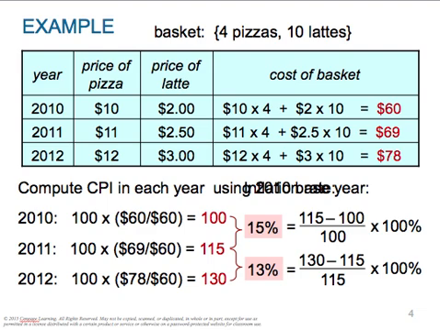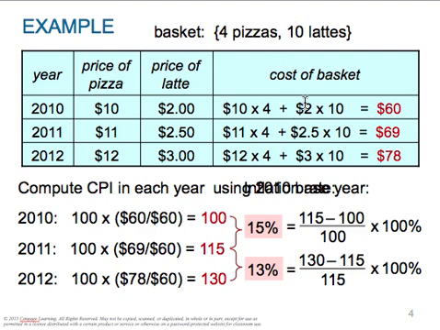Now, let's do an example to help make this a little more apparent, hopefully. We have 3 years, 2010, 2011, 2012. We have two items, pizza and lattes. Okay, we have different prices for those years. Pizza is $10 in 2010, and it went up to $11 in 2011, $12 in 2012. The latte went from $2 to $2.50 to $3. Now, let's assume these are the things you put in your basket: 4 pizzas and 10 lattes. Make up your basket. Now, in real terms, the BLS does a calculation on a much broader range of items.